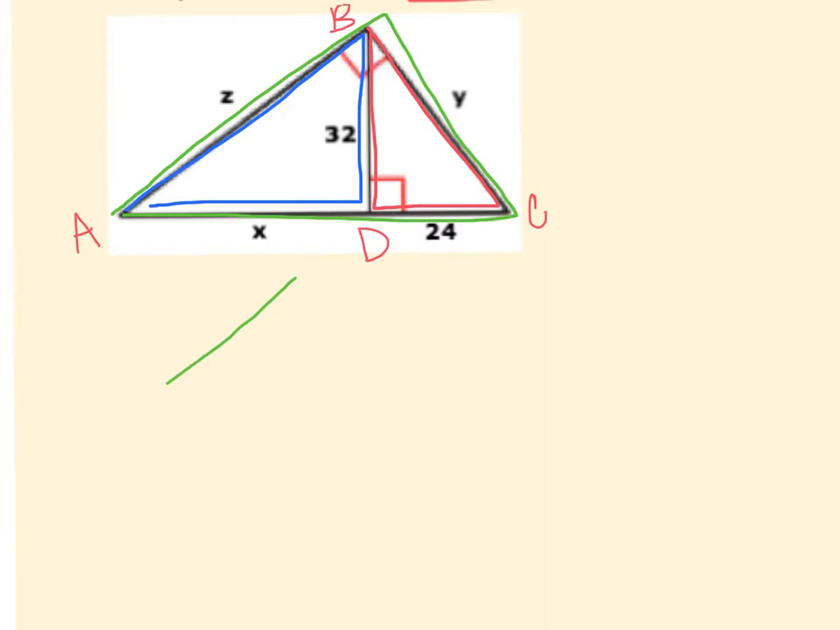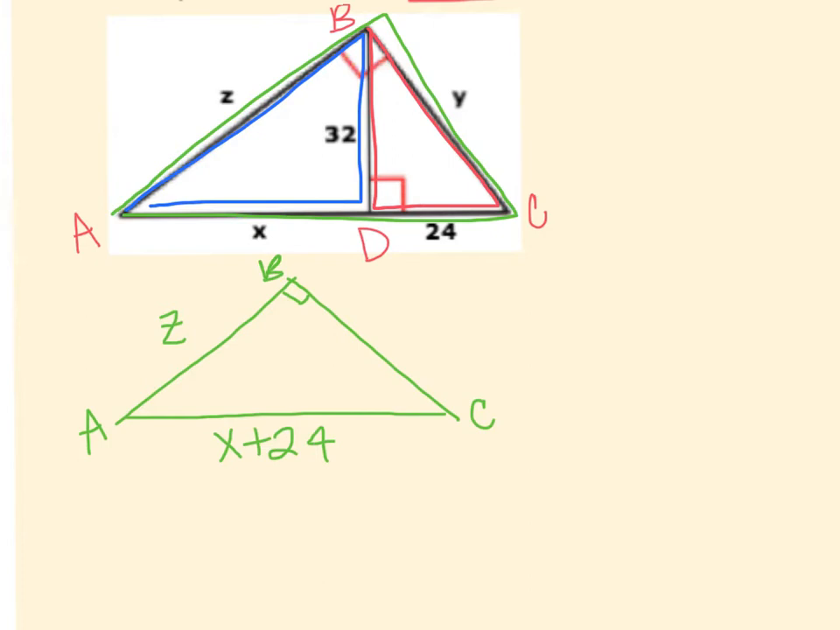I'm going to go ahead and redraw the green one in the same direction that it was originally facing. So I have the right angle up at the top. This was A, this was B, and this was C. So I literally just undrew it, or I moved it from the big picture to just a triangle by itself with no line down the middle. And then I'm going to remark everything. So AB was Z. AC I didn't know, but if I combine the X and 24, I can represent this saying X plus 24. And then BC was Y.